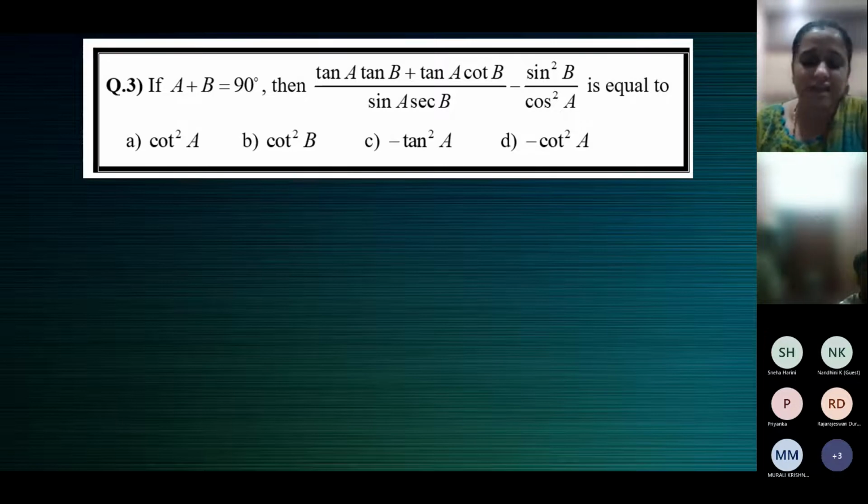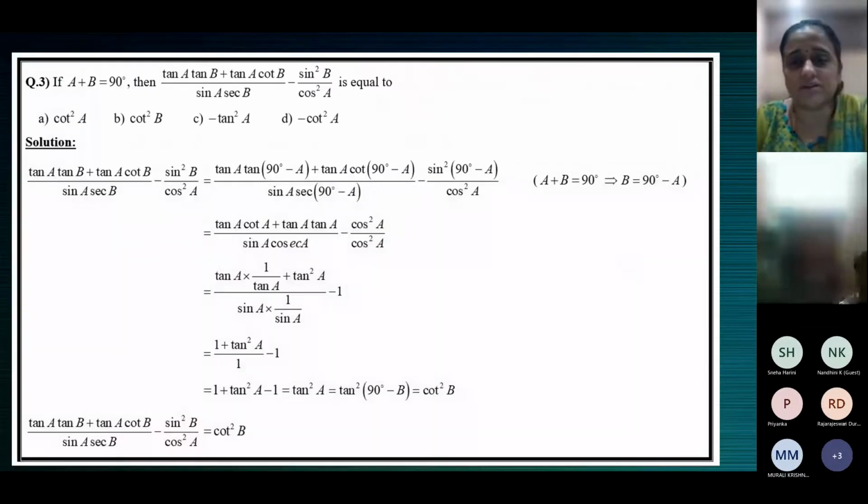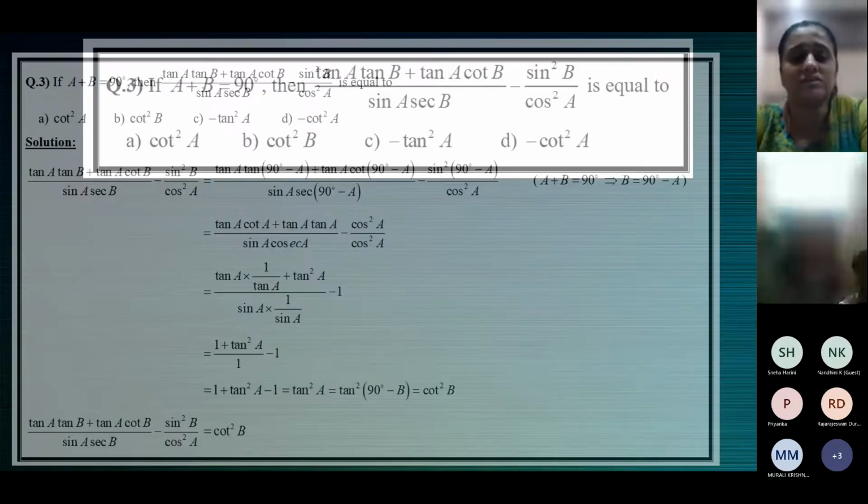Now we have both A and B in the expression given. Write this expression only in A or only in B, anything. There's nothing like you have to write it in B or A. You can write it in A or B, children. I have written throughout in A. I've converted it to A.